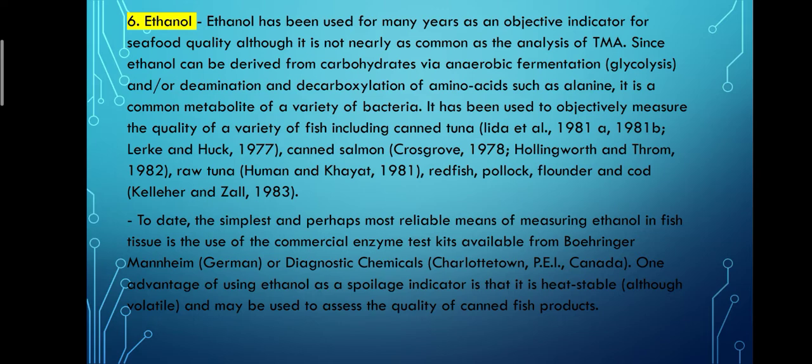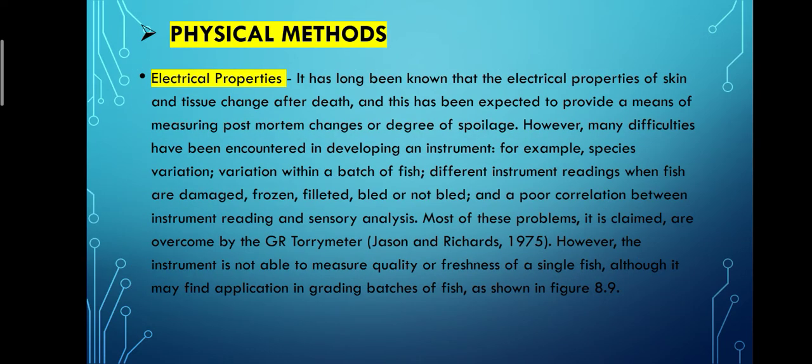To date, the simplest and perhaps most reliable means of measuring ethanol in fish tissue is the use of the commercial enzyme test kits available from Boehringer Mannheim or Diagnostic Chemicals. One advantage of using ethanol as a spoilage indicator is that it is heat stable and may be used to assess the quality of canned fish products.